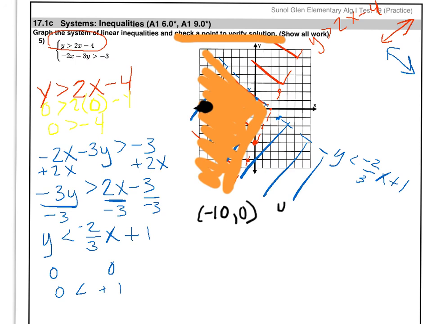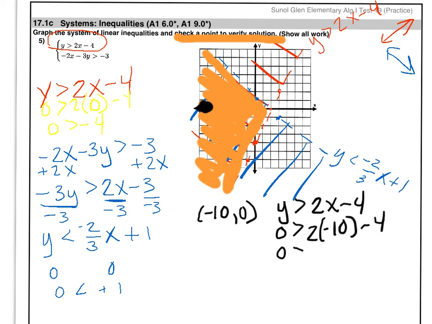And so I have y is greater than 2x minus 4, and I'm going to plug in this point. 0 is greater than 2 times negative 10 minus 4. 0 is greater than negative 20 minus 4. 0 is greater than negative 24. Is that true? Yes. So check. I worked on that line. Now I'm going to do it in this other equation.